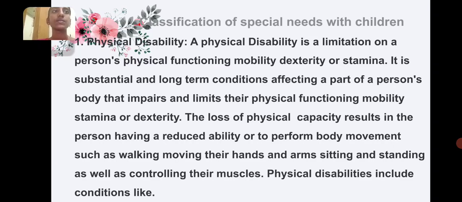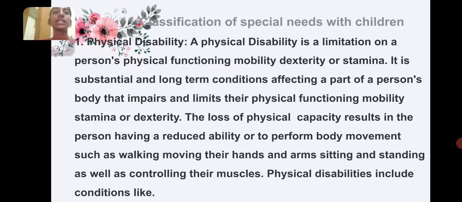Classification of special needs children. First one is physical disability. Physical disability means limitation of a person's physical functioning, mobility, dexterity and stamina. It is a sustainable and long-term condition affecting parts of the person's body and limiting physical functioning, mobility and dexterity. The loss of physical capacity results in the person having reduced ability to perform body movements such as walking, using the hands and arms, sitting, standing and controlling the muscles.